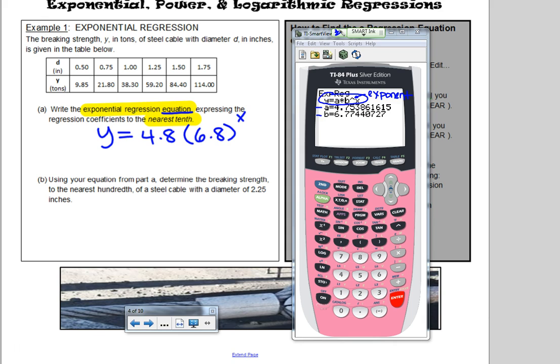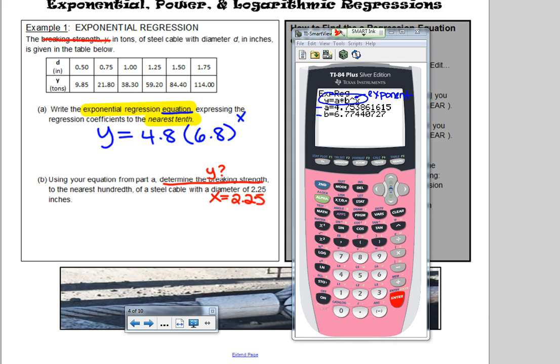Okay, after you come up with a regression, a lot of times, not always, they'll give you a follow-up question. And again, this is just simply see what information they give you, plug into either x or y, and either evaluate or solve depending on if they give you x or y. So B says, using your equation from part A, determine the breaking strength. Well, if I have to figure out the breaking strength, breaking strength is the y value. So y, we don't know. To the nearest hundredth, of a steel cable with a diameter of 2.25. So this means that our x is the diameter.